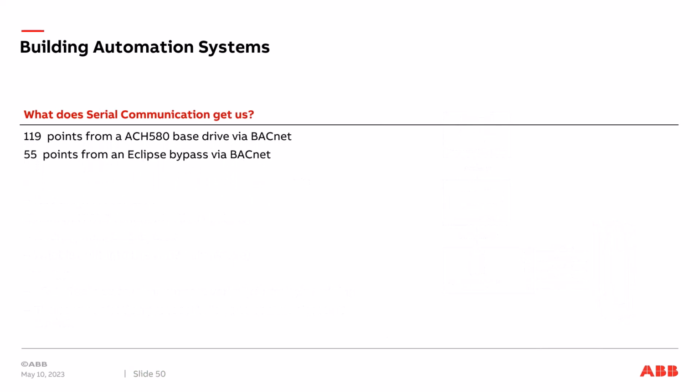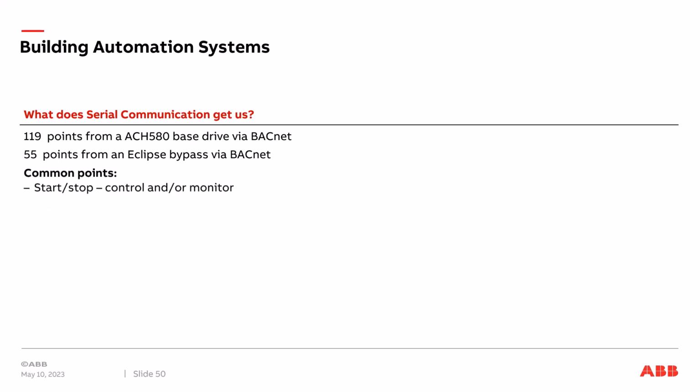When it comes down to the ACH 580, we have 119 points in the ACH 580 for BACnet that are native, that are set up already. You also can use certain abilities to get every other point in the drive if you need to. There's 55 points on the Eclipse bypass via BACnet.